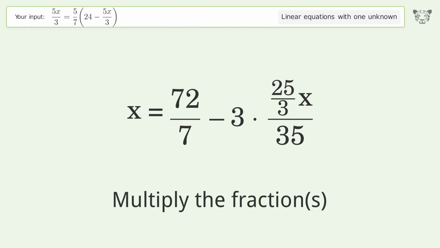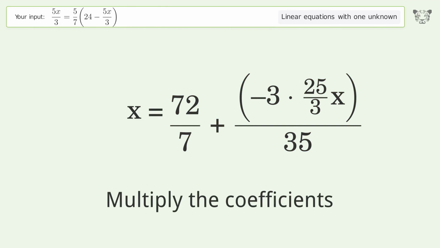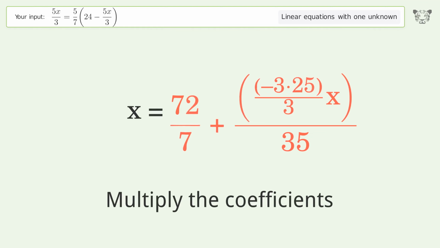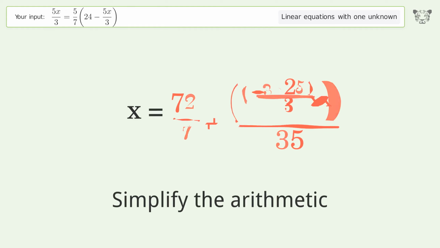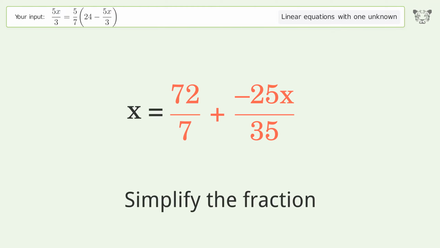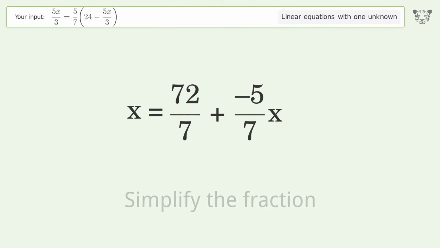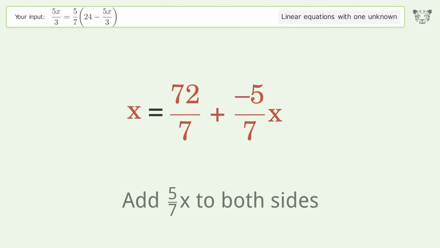Multiply the fractions. Multiply the coefficients. Simplify the arithmetic. Simplify the fraction. Group all x terms on the left side of the equation. Add 5/7x to both sides.